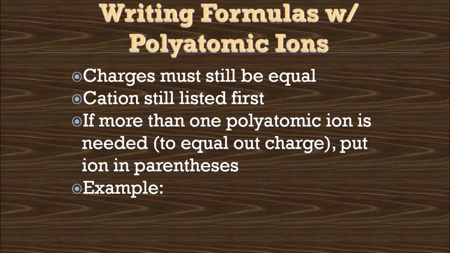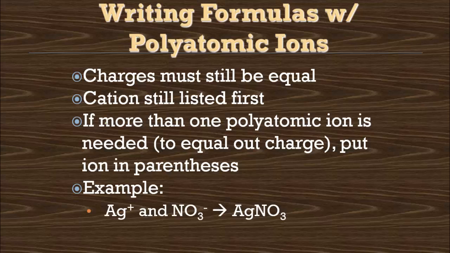Now, when we start crisscrossing, we may need more than one polyatomic ion. So what we're going to do is we're going to put the polyatomic ion in parentheses. And the reason we do that is because we don't want our subscript to go to just the last element. Or maybe our polyatomic ion ends in a number. Well, we can't just add a number after the number because that changes how many we have. So we'll often put the polyatomic ion in parentheses.